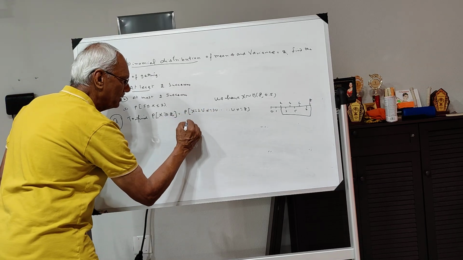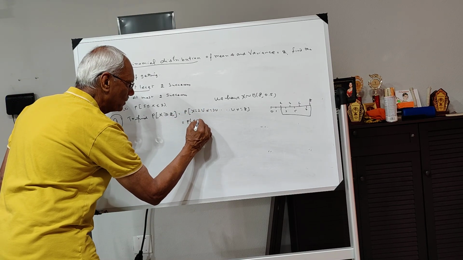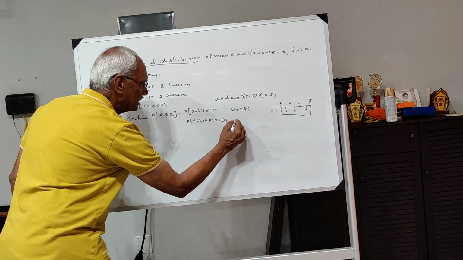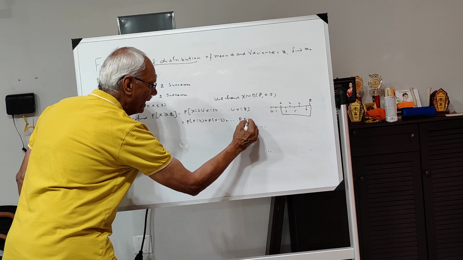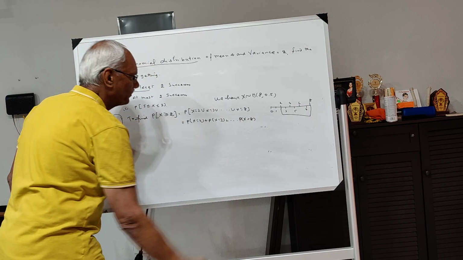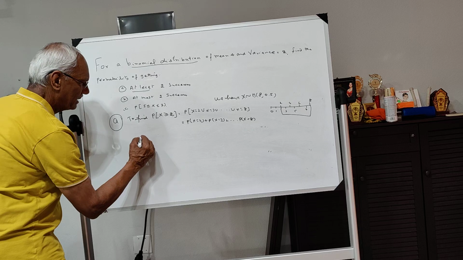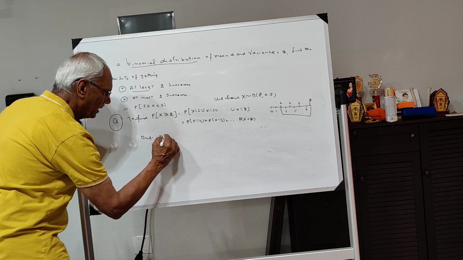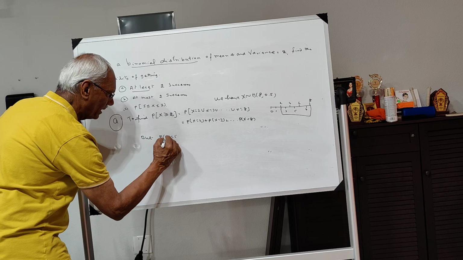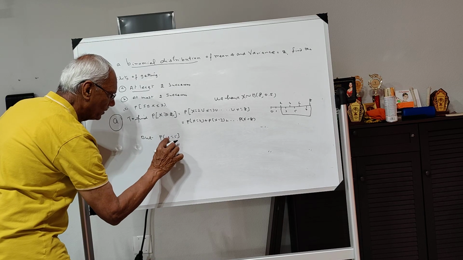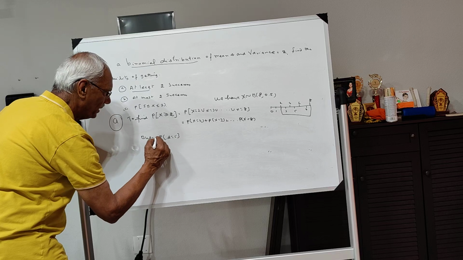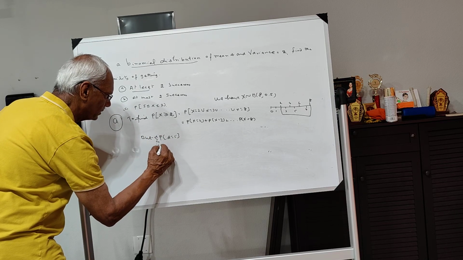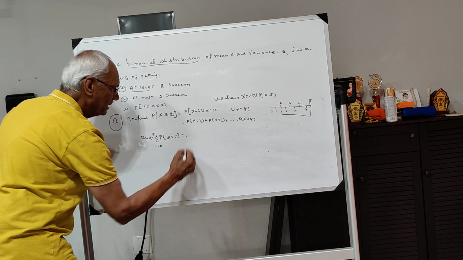Since they are independent, P of x equal to 2 plus P of x equal to 3 plus dot dot dot P of x equal to 8. So this is where we have. But you must know that the sum of P of x equal to i, for i from 0 to 8, is equal to 1.